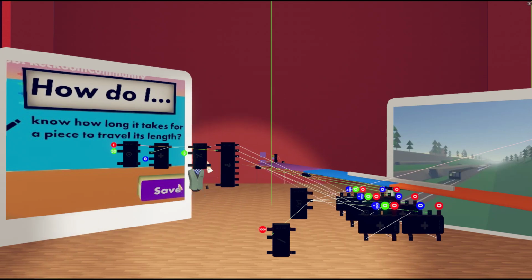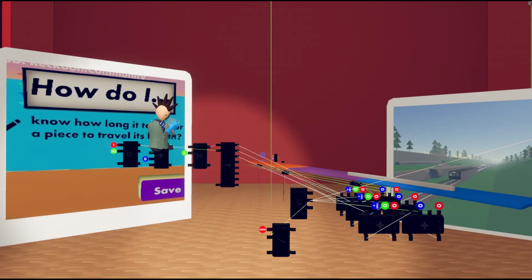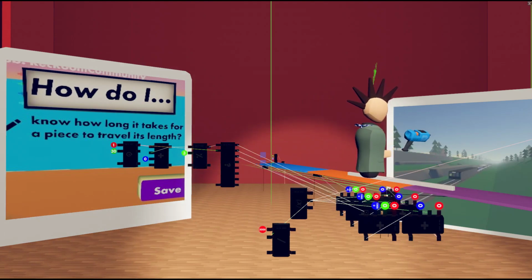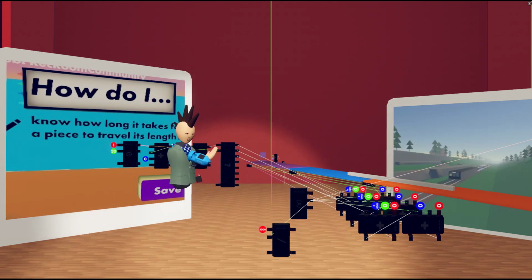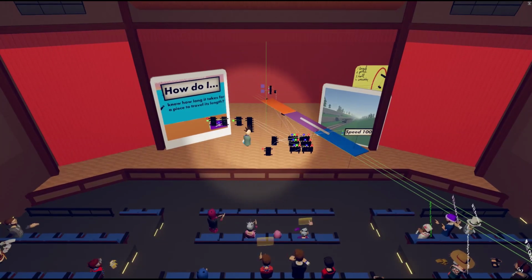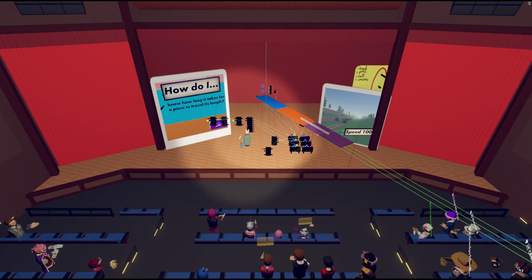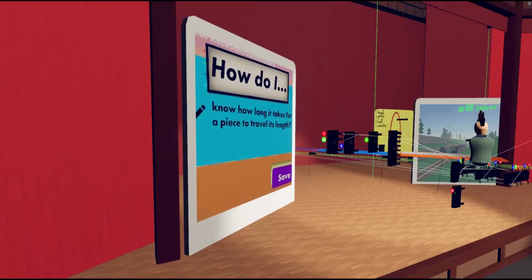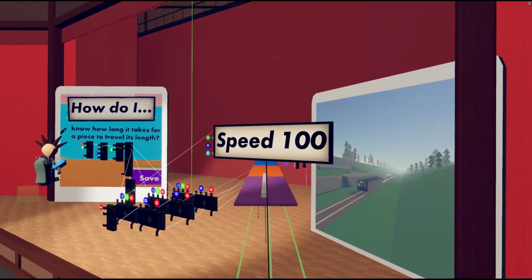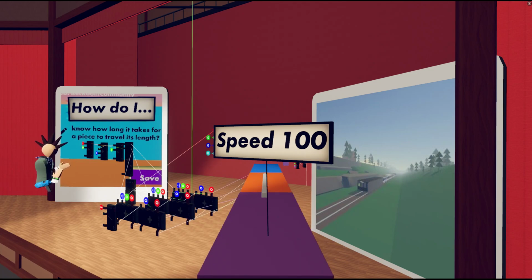Now, I can demonstrate exactly why this is important by changing some of the numbers. This sign right here shows the current speed that the environment, and therefore the train, would be moving at. It's 100, okay. If I change that without changing the timing of the circuit, then it's going to start to break. Uh-oh.